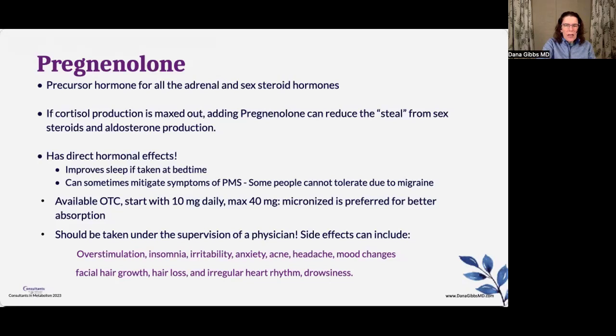And it should probably be taken under the supervision of a physician because you do want to check your sex hormone levels prior to starting and then every now and then while you're taking it, because side effects of too much can include these things that I have listed: insomnia, irritability, anxiety, acne, headache, mood changes, which are actually symptoms of too much testosterone. And it's that taking this can induce new production of sex steroid hormones.